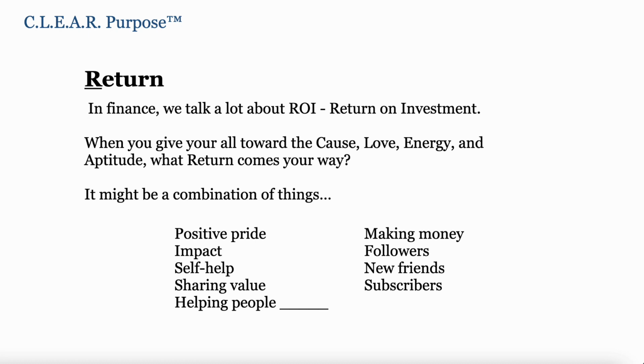And then your return. In finance, we talk a lot about ROI, return on investment. When you give your all toward this cause, love, energy, and aptitude, what return is coming your way? That could be positive pride. You feel great that you did this thing. Impact, other people's lives are changed. Self-help, you become better. You're sharing value in the world and you feel pretty positive about that. You're helping people blank, in blank way, and they get blank result. And you feel really awesome about that because you're able to see, I helped 1,000 people. 5,000 people, 1,000,000 people. Maybe you're going to make money from this thing.